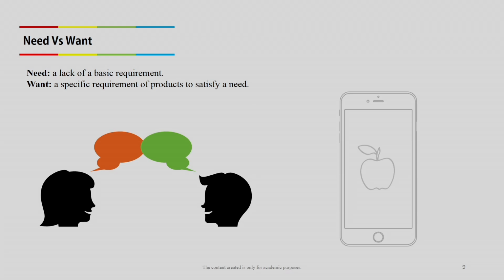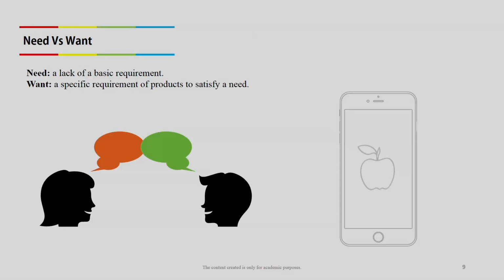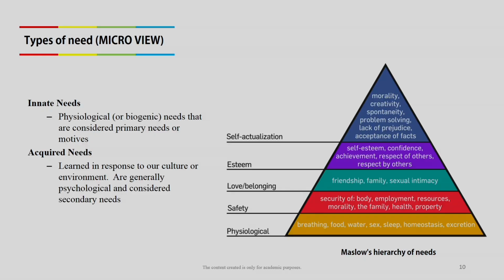So, a specific requirement comes into the picture when you say that yes, I need an Apple phone. Another thing we have to keep in mind is that when your financial capacity reinforces the want, it becomes demand. Now, we should know the different types of needs.